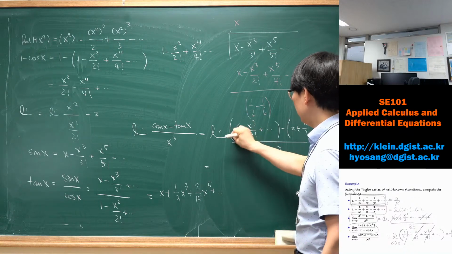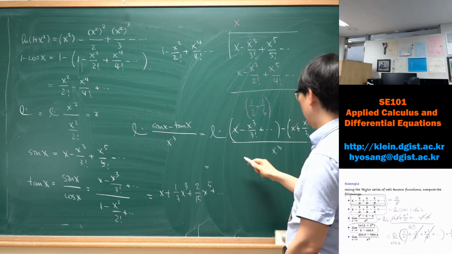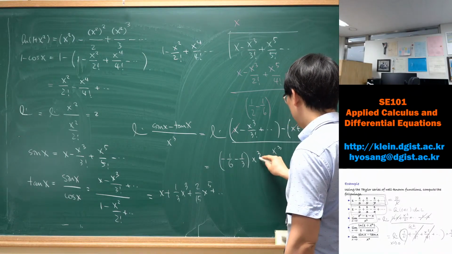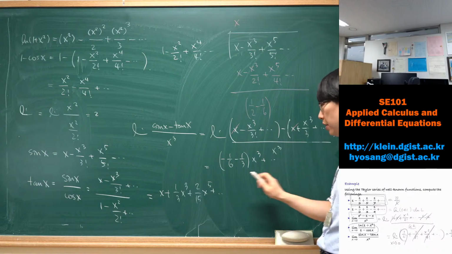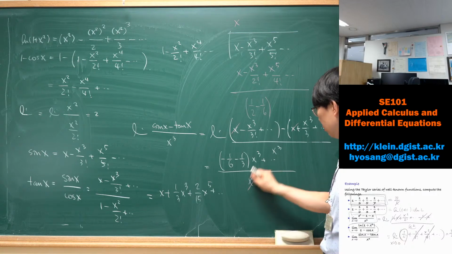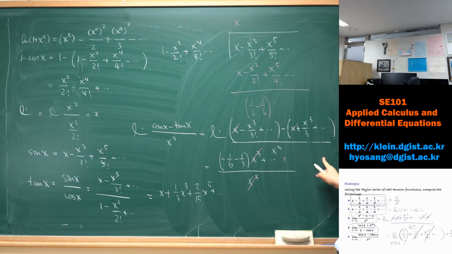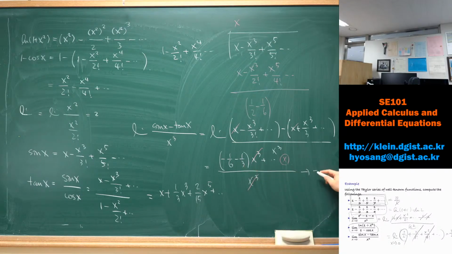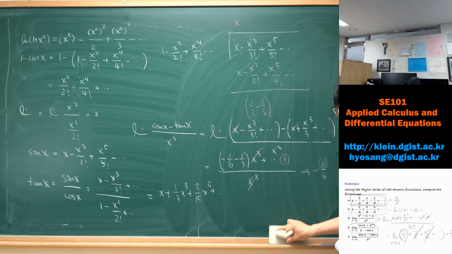So x cancels out, and we have x cubed. This is minus 1 over 3, minus 1 over 3, times x cubed, and so on. So there is a higher order term than 3. If you divide by x cubed, this cancels out, and the rest of the terms still contain x. So when x goes to 0, this goes to minus 1 over 2.